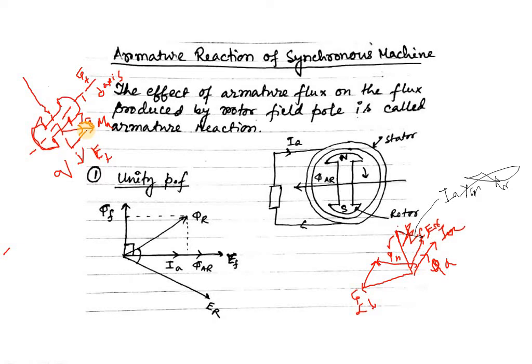So IA can be a combination of ID plus IQ, that is, the D axis current plus the Q axis current. IF is in this direction, so the D axis MMF is also in this direction and the Q axis MMF in the direction of the Q axis. In that way we can define the armature current along the D axis and Q axis.